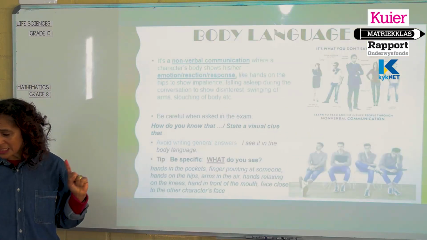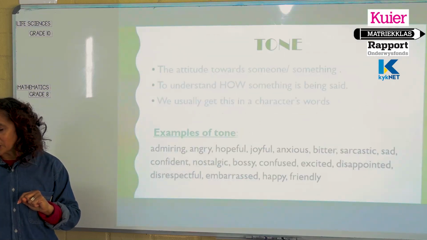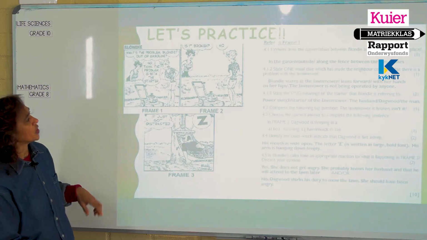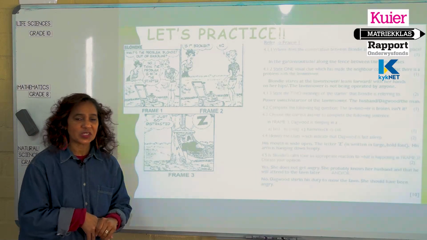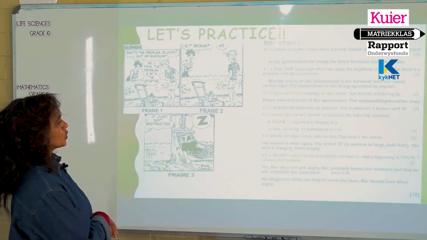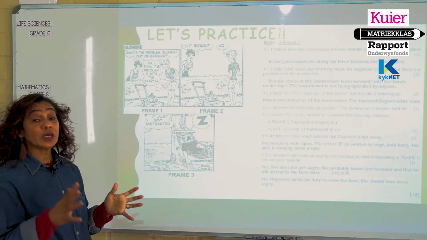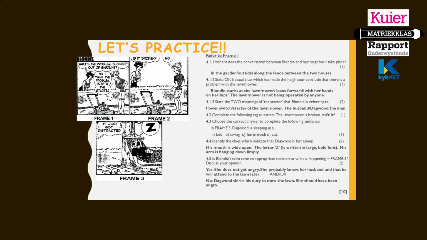So let's go through it and let's quickly practice a question, and then I would want you to do one afterwards again. So this is my cartoon, and remember this cartoon has 3 frames. I look at everything in my frame. I look at where do you think this is. So this is supposed to be a hedge, and here we have Blondie. Her name is Blondie, and this is her friend.